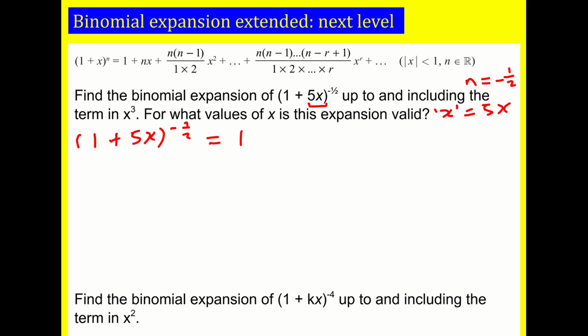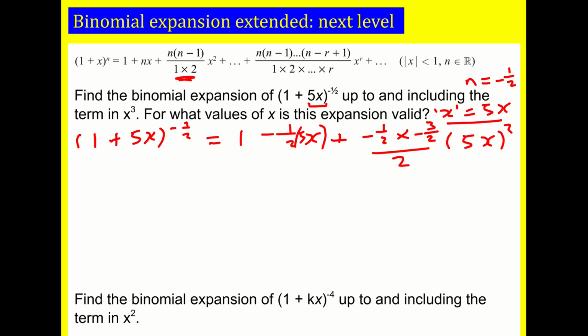It's going to be 1 minus a half x plus minus a half times minus 3 over 2, divided by 2. Technically it's 2 factorial, but it doesn't matter, it's just 2 in this case. And then it's going to be 5x squared. And I've already realized I made my first mistake. It's very easy to do this, which is why, to be honest, I wrote it out here. It's very easy to forget to put the 5 in, but I shouldn't have done that because I've written it out. I've now corrected it.